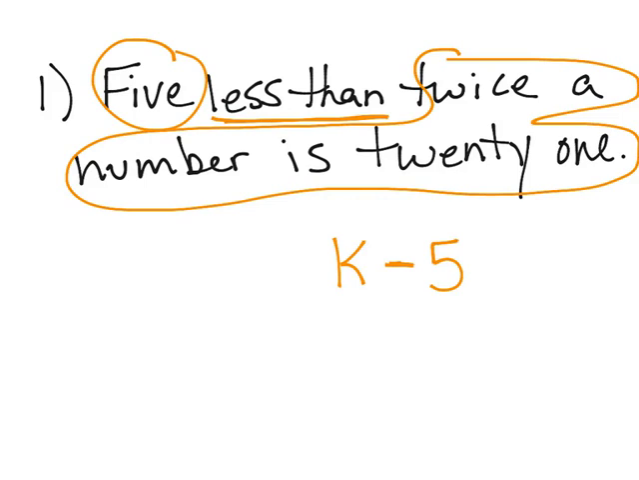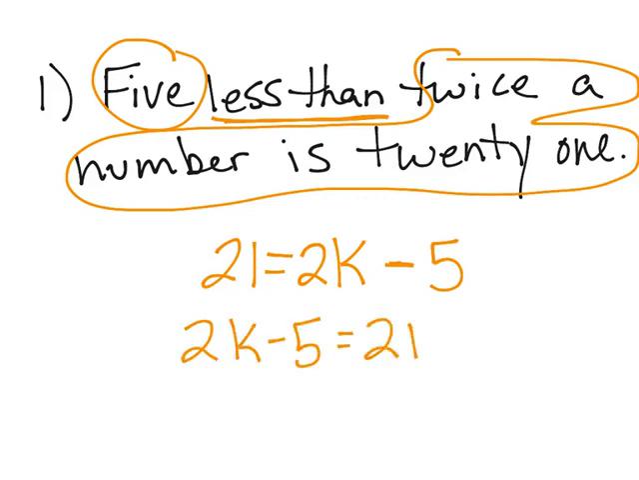Let's use K. So twice a number would be 2 times that mystery number, which we said was K, and we say is 21. We should also note here that we could write 2K minus 5 is equal to 21. It doesn't matter if the equal sign is in front or in back, because we can flip equations around and they still mean the exact same thing, where these two things right here are both the same thing. So we are both A-OK.